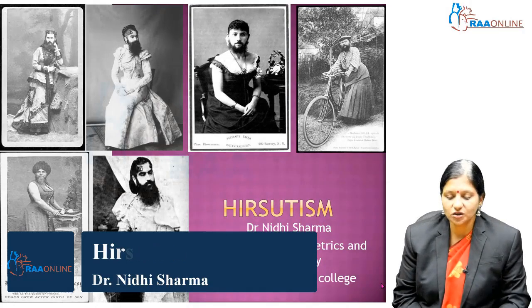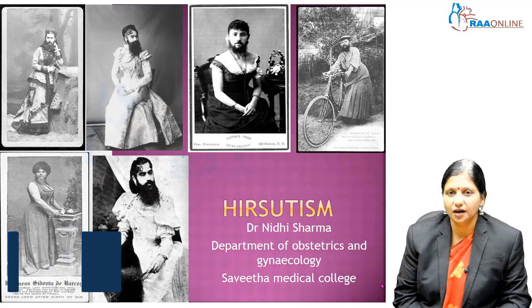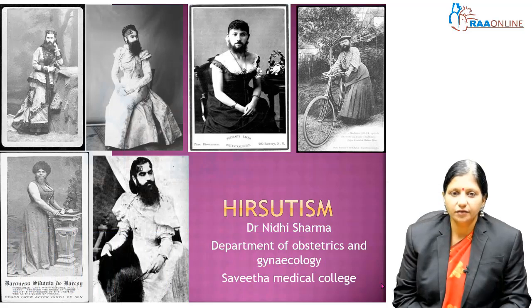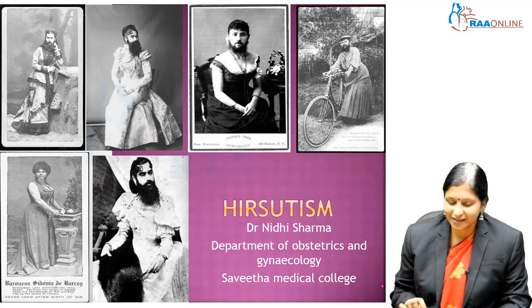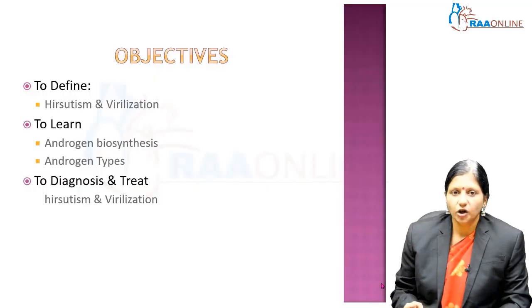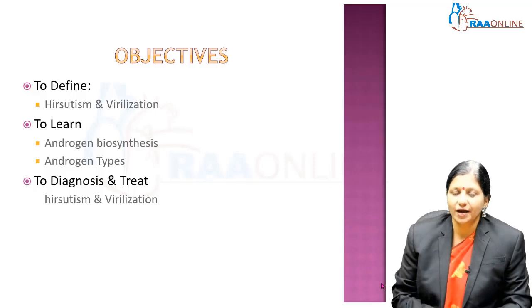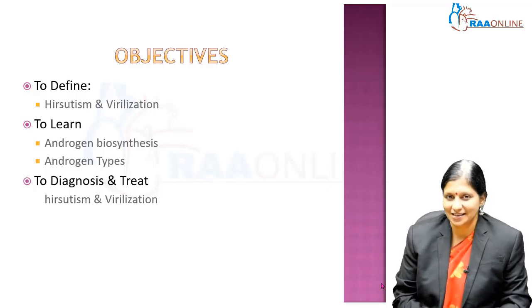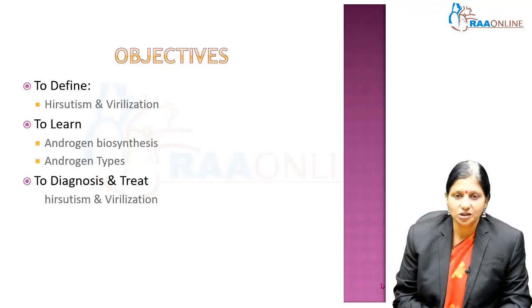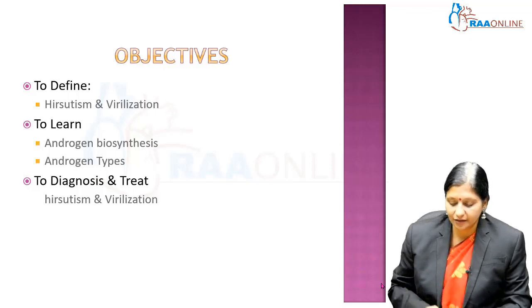So all the pictures you are seeing on the screen are of ladies who have hirsutism. Excessive hair growth in women is to be discussed in today's lecture. The objectives of today's lecture are to define hirsutism and virilization in females, to learn about androgen biosynthesis in females, to learn about the androgen types found in females, and to diagnose and treat hirsutism and virilization.